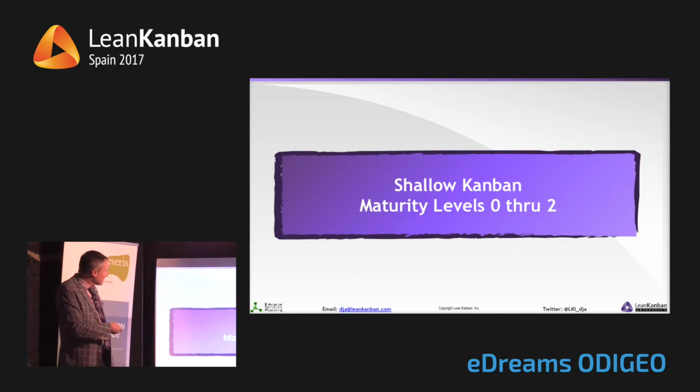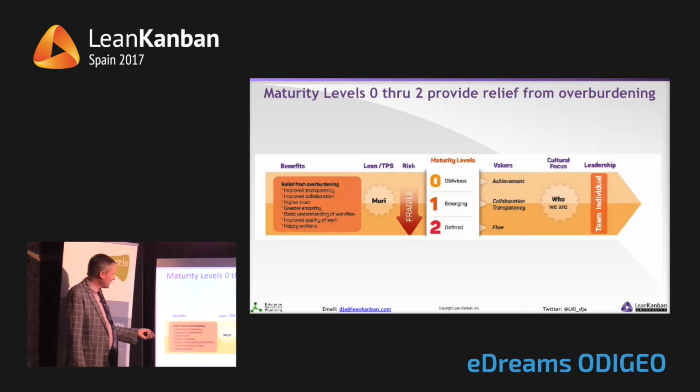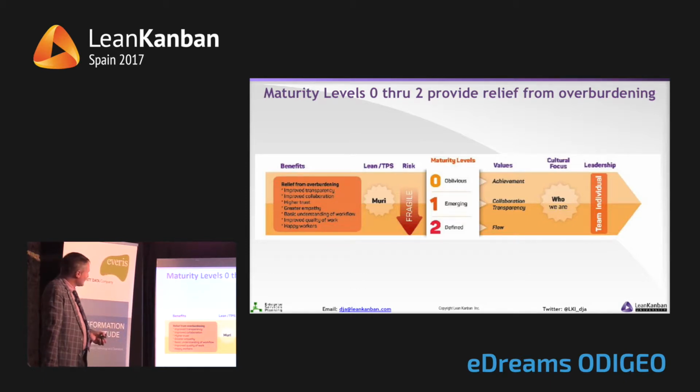So that worked better, but for now, we're going to refer to these as shallow Kanban. So levels 0 through 2, oblivious, emerging, and defined, the main benefit is relief from overburdening, and the sub-bullets here: improved transparency, improved collaboration, higher trust, greater empathy, basic understanding of workflow, at least by level 2, improved quality of work, and happier workers.